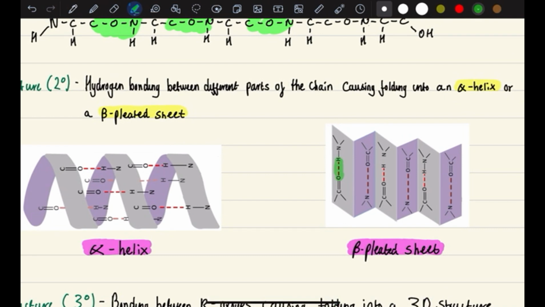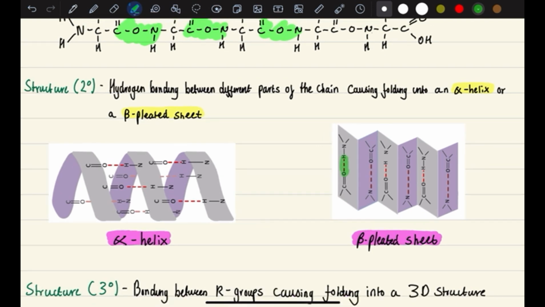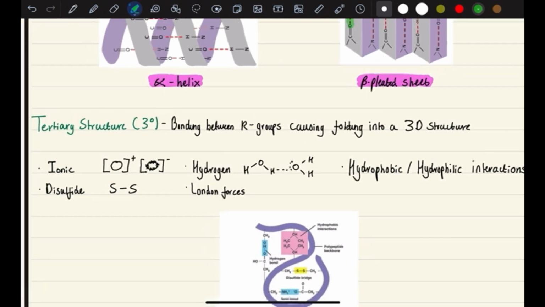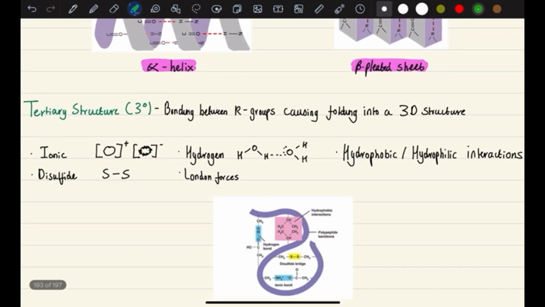And your hydrogen bonds are forming because of a difference in electronegativity, right? But as you can see, different parts of the chain are forming hydrogen bonds, and alpha helices and beta pleated sheets form. Your tertiary structure is where things get a little bit interesting. You're going to have bonding between R groups. This is another one that's important to know.